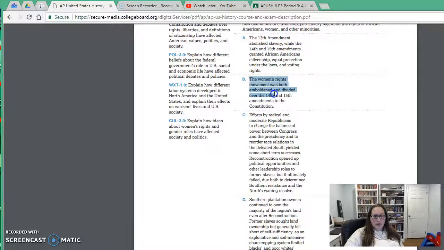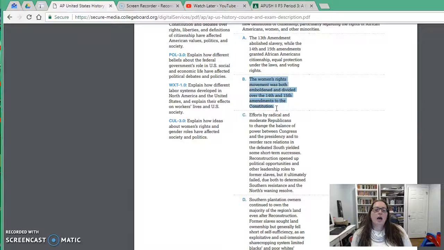The women's rights movement was emboldened and divided over the 14th and 15th Amendments to the Constitution, especially the 15th Amendment. Let's back up. African Americans and abolitionist advocates had often supported women's rights. At the Seneca Falls Convention, Frederick Douglass is there, because to them it was a question not just of African American rights or women's rights, but of human rights and basic civil rights.